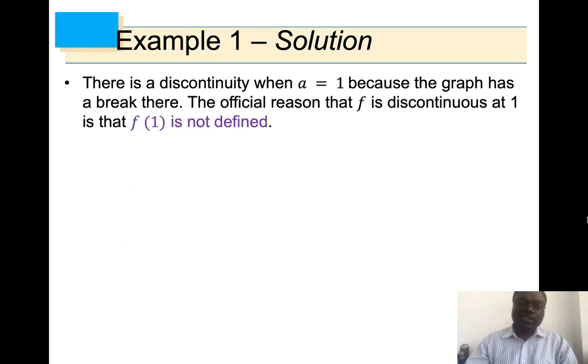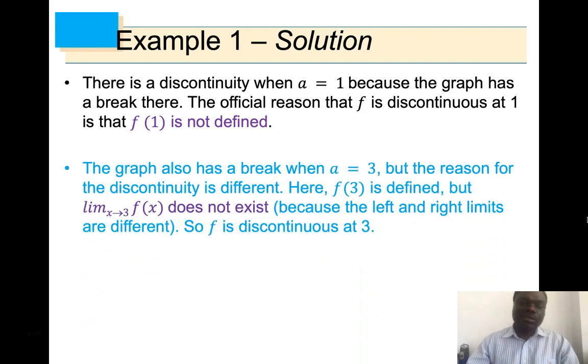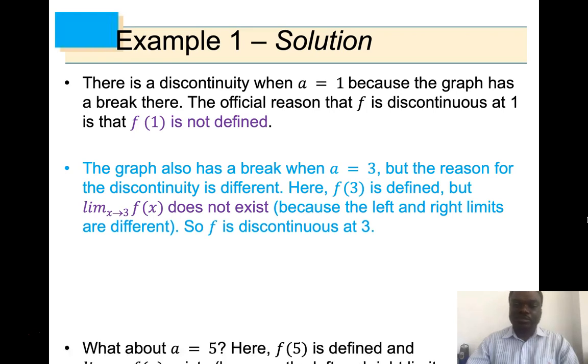So here is another way to explain the solution. There is a discontinuity at a equals 1 because the graph has a break there. The official reason that there is a discontinuity is that f of 1 is not defined. Second, the graph also has a break at a equals 3, but the reason for the discontinuity is different. f of 3 is defined, but the limit as x approaches 3 of f of x does not exist because the left and the right limits are different. So f is discontinuous at 3.